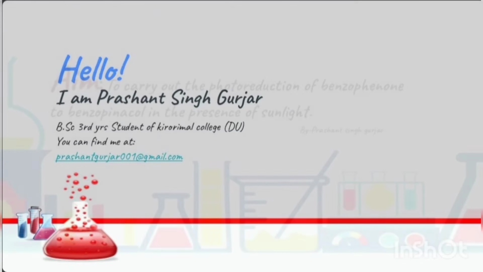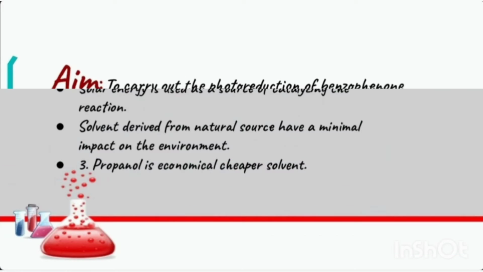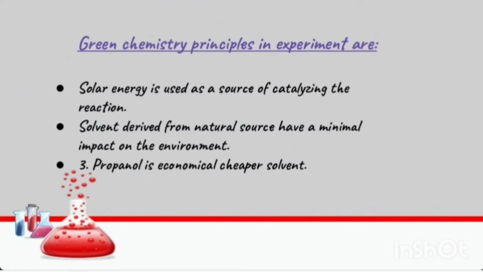University. So today we are going to perform an experiment whose aim is to carry out the photoreduction of benzophenone to benzopinacol in the presence of sunlight. So the green chemistry principles which are shown in the experiment are as follows. First one is the solar energy, which is used as a source of catalyzing the reaction.